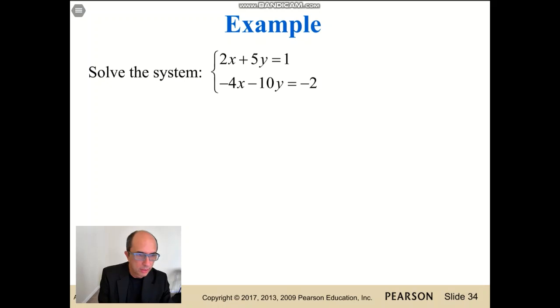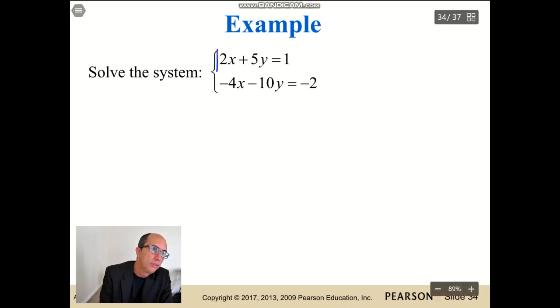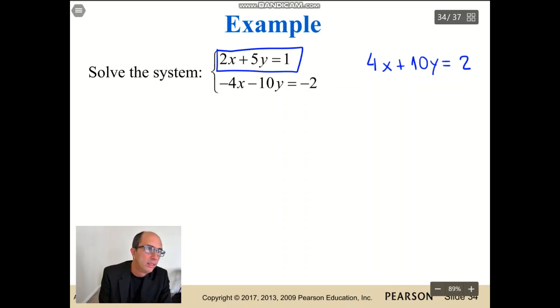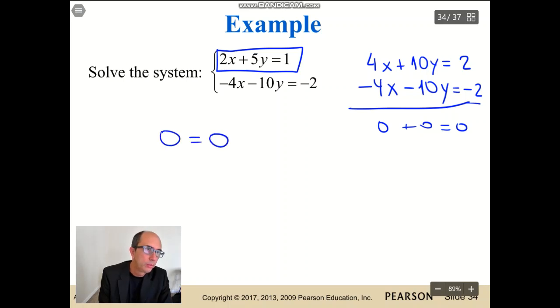Let's try this other one. We're probably going to see something interesting here too. We can multiply the first equation by 2. Okay, so we will have 4x plus 10y equals 2, and -4x minus 10y equals -2. And if we add, 4x minus 4x, 0. 10y minus 10y is 0. 2 minus 2, 0. Oops, 0 equals 0.